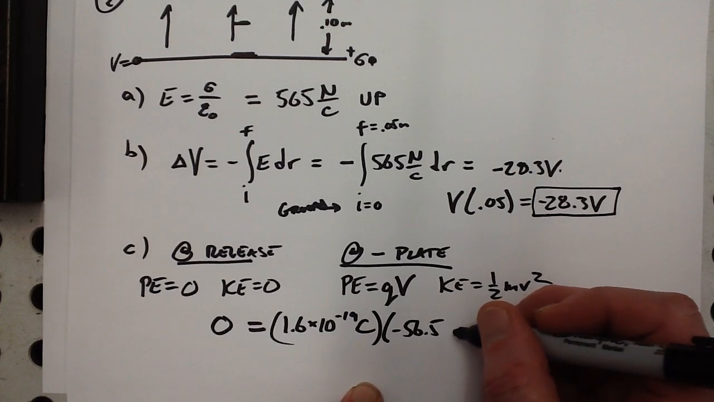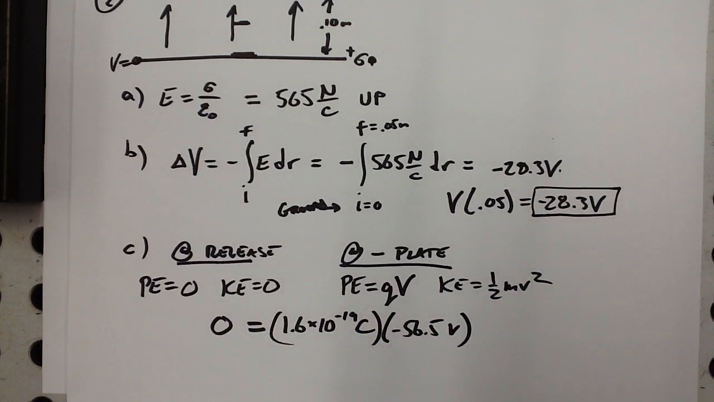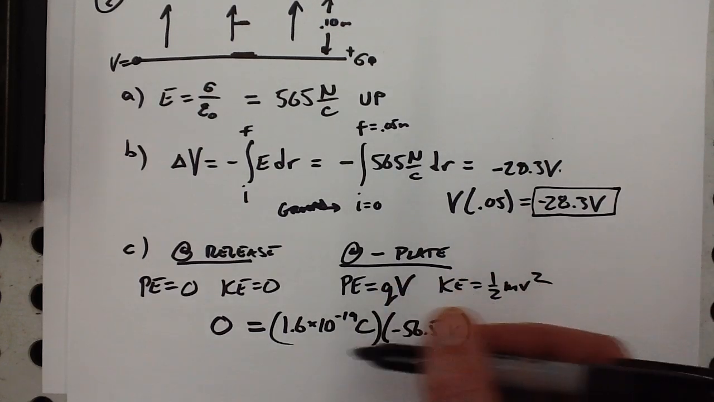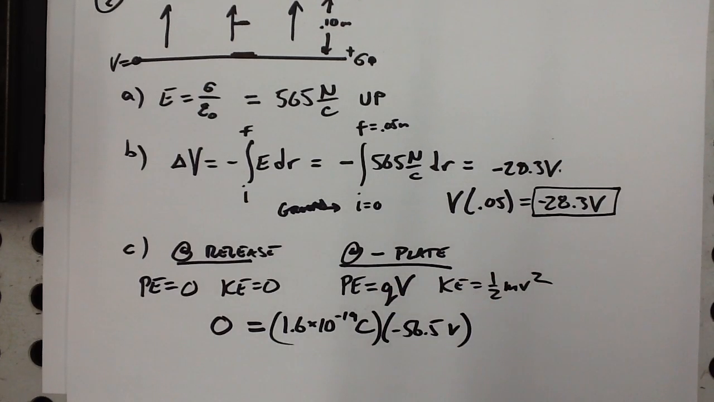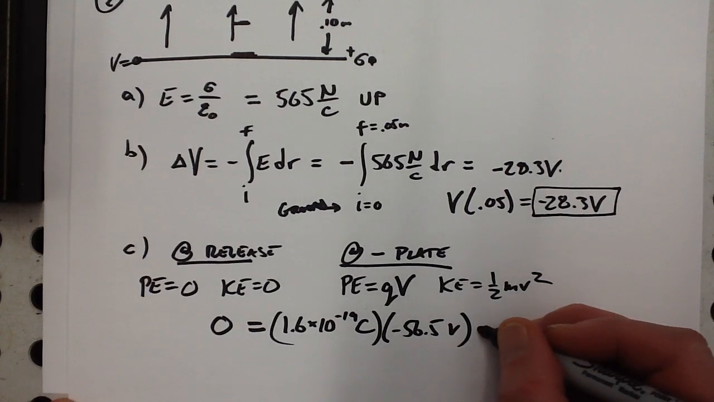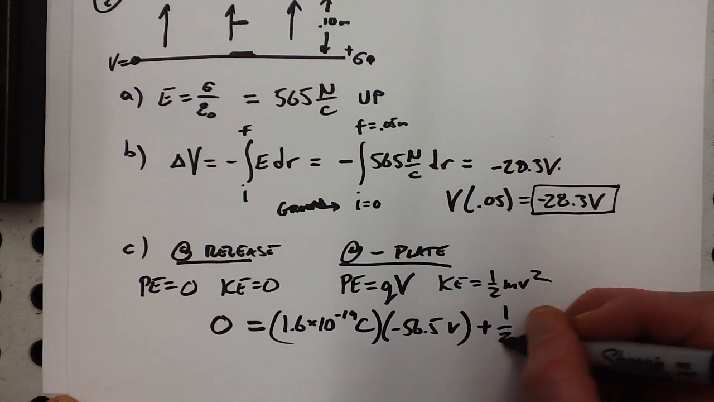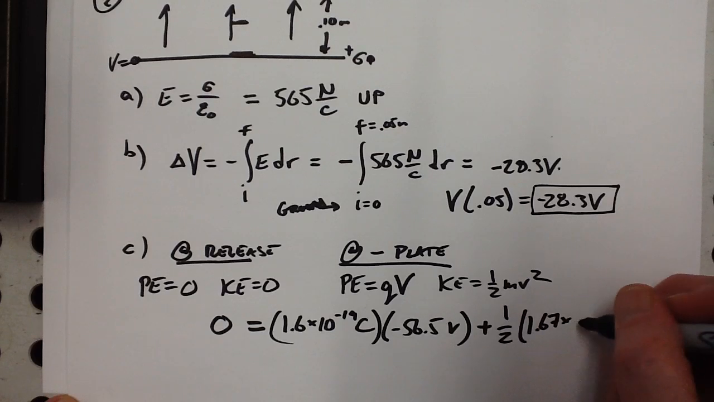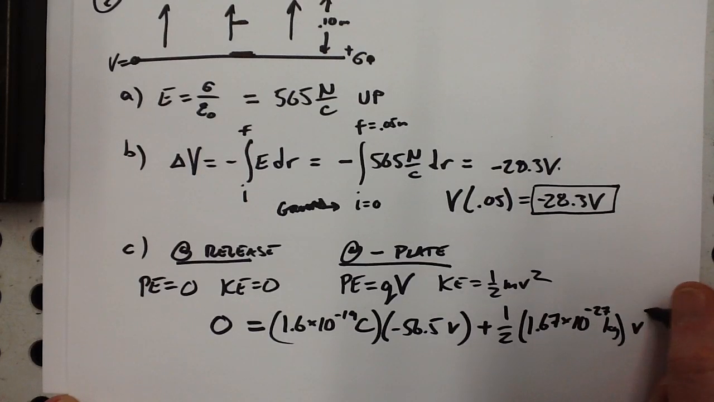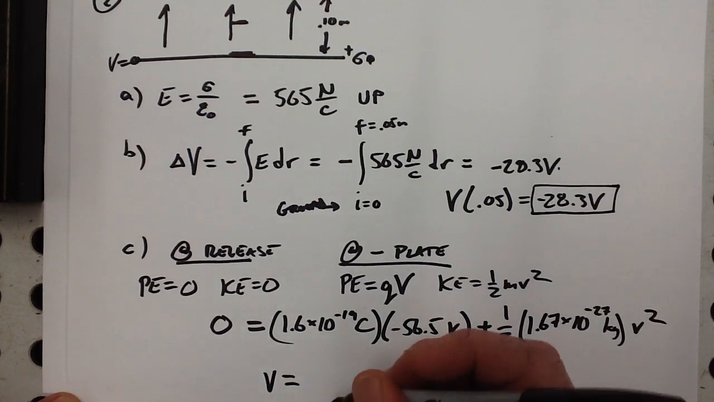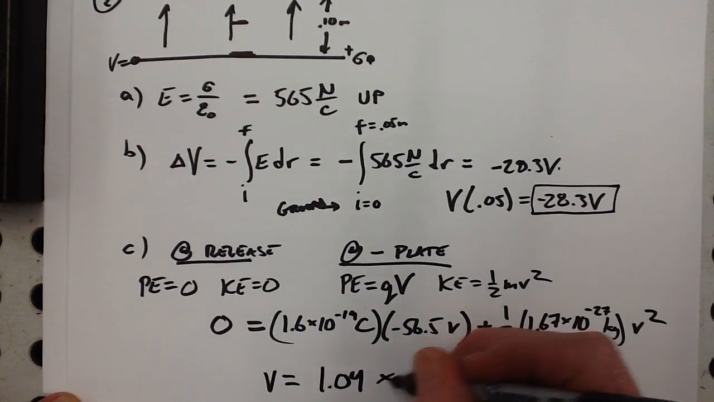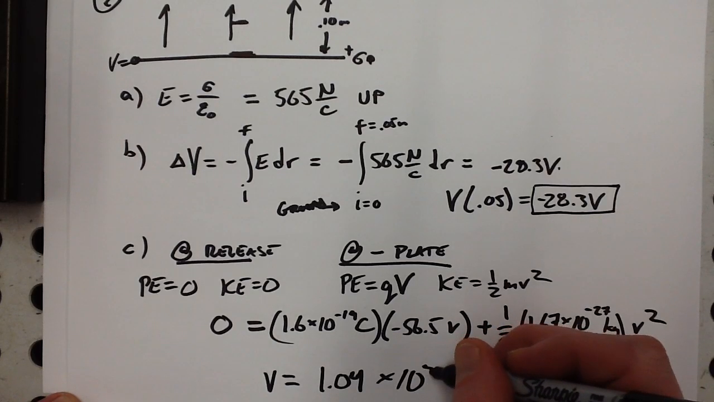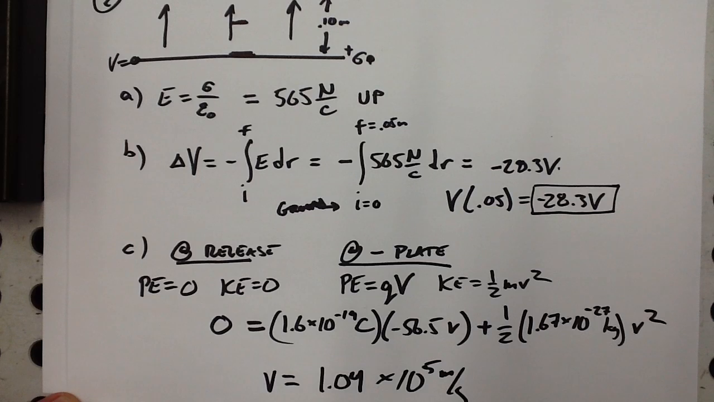If you think about this being joules per coulomb, the coulombs cancel out and we get joules, which is what we're looking for. So that's good news. And then plus 1/2 the mass of the proton, 1.67 times 10 to the negative 27 kilograms, times that velocity we're looking for squared. So you can figure that all out and solve for that velocity. Should get 1.04 times 10 to the 5th meters per second. Pretty quick.